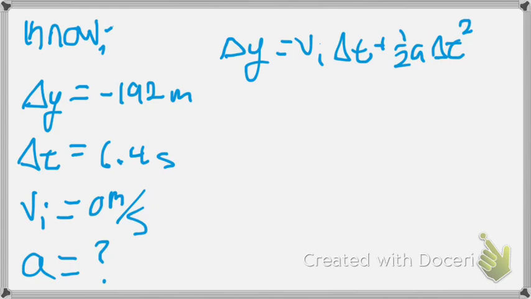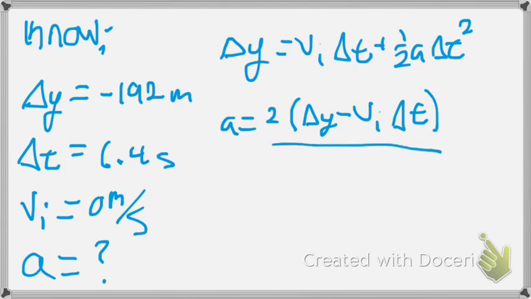If we did all the work to switch this around and manipulate it, we would wind up with acceleration equaling 2 times (change in y minus velocity initial times change in time) divided by change in time squared. So that's just me manipulating the above equation to get acceleration on its own. Can we plug and shove it? Absolutely. We can definitely do that.